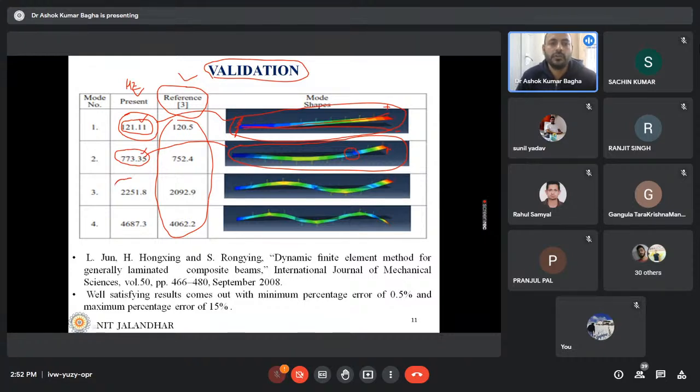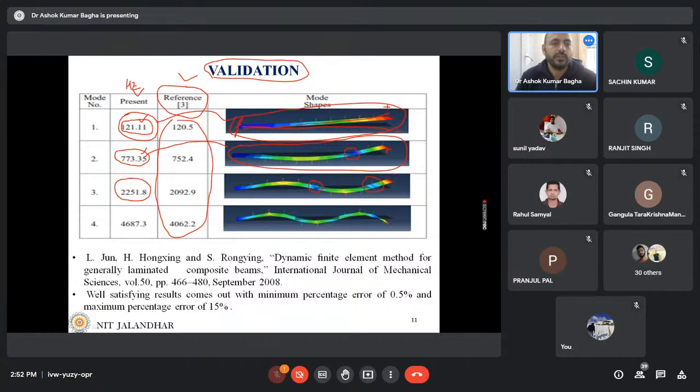So again, when you see the third fundamental frequency, 2 to 5.1 hertz, you will see these are the two nodal points. One is here and the second one is here, where the amplitude of the beam is approximately 0. So it means that in these two positions the beam is not vibrating.